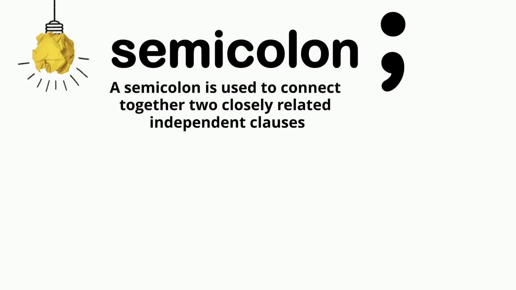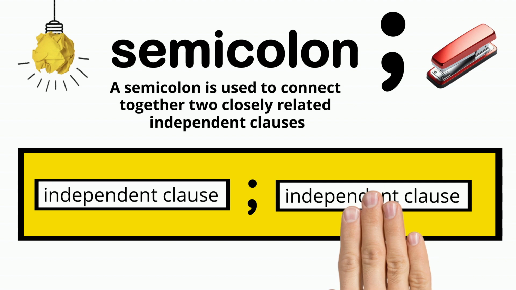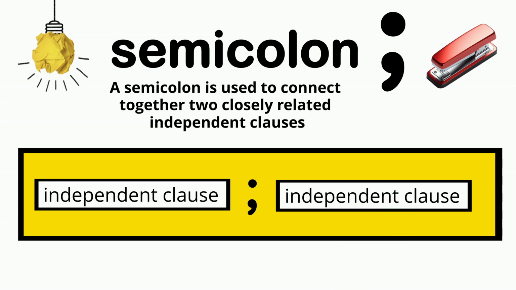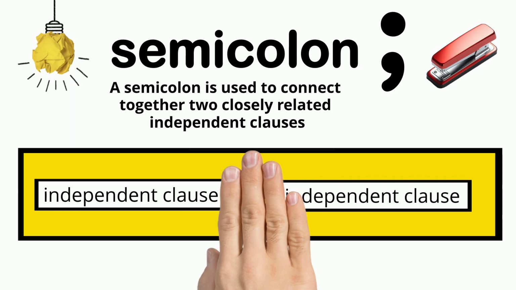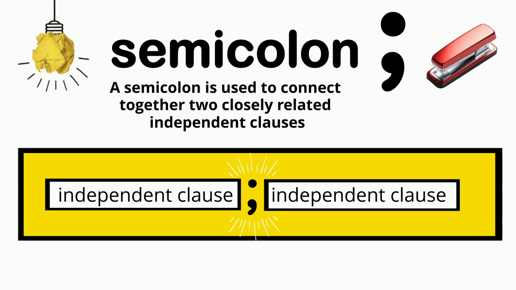A semicolon is a dot floating above a comma. A semicolon is used to connect together two closely related independent clauses. So both sides of the semicolon are complete sentences that both make sense on their own. These independent clauses could be joined using conjunction words like and or but. And of course, they could also be separated by a full stop. But a semicolon shows there is a closer relationship between these two sentences than a full stop suggests.